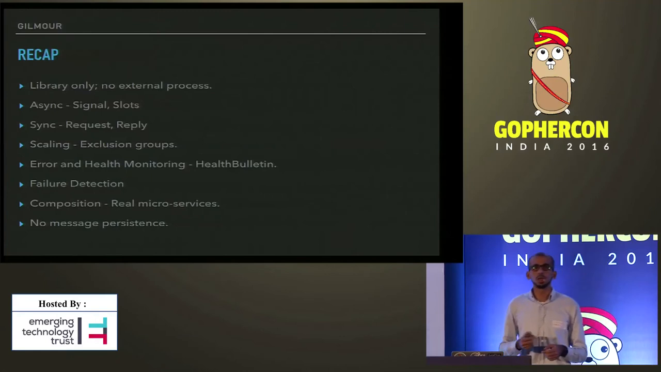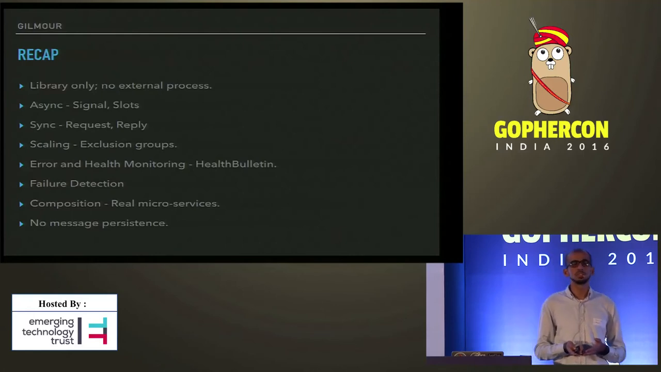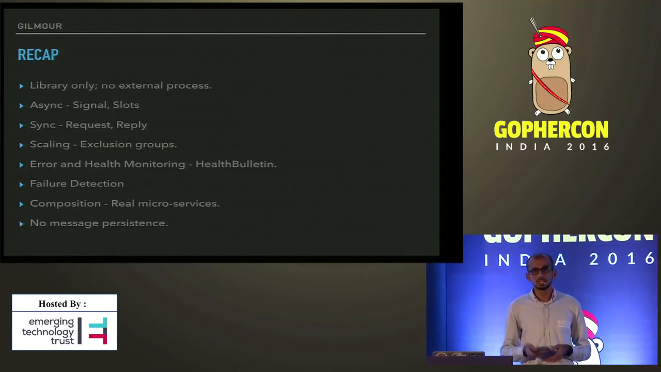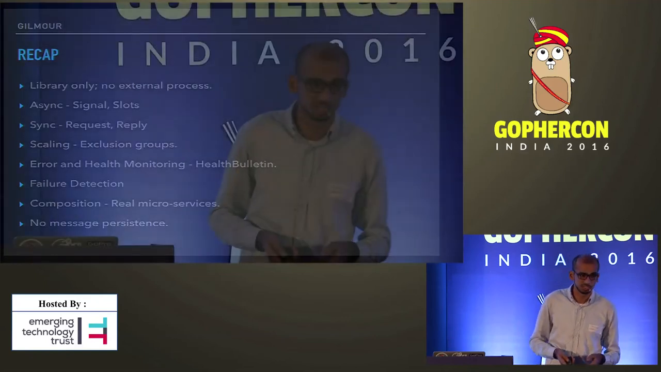So if we just do a quick recap of what Gilmour is, it's a library. It is not an external process, so you don't have to run an external process. It supports asynchronous messaging using signals and slots. It supports synchronous through request and reply. You can scale it, the function point scaling, and it allows exclusion groups. It allows wildcard topics. Then using health bulletin, you can have error and health monitoring. Failure detection through timeouts and also confirm subscribers. It allows real microservices to be done using compositions. And since there is no server here, we are talking about no message persistence.